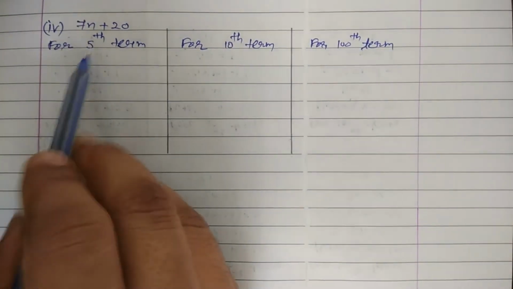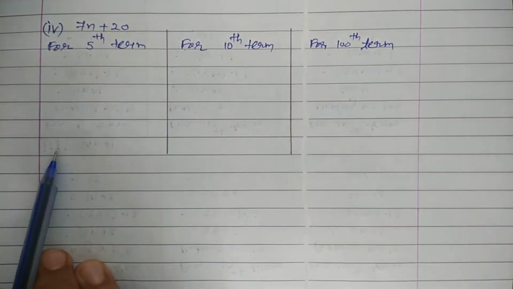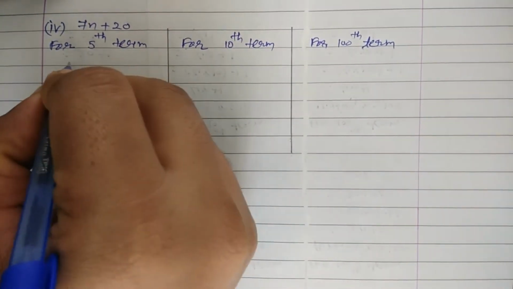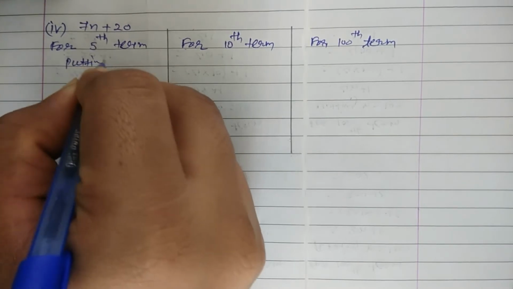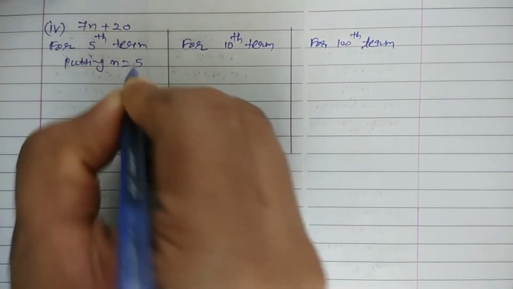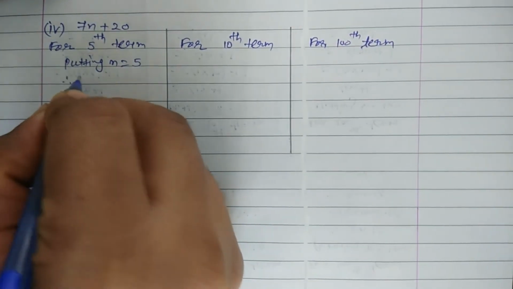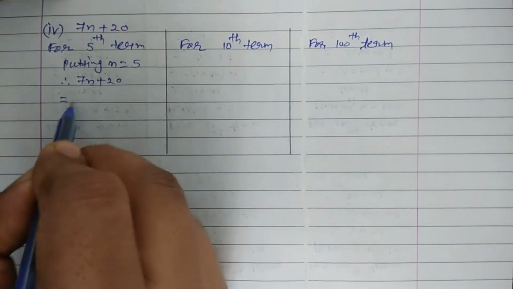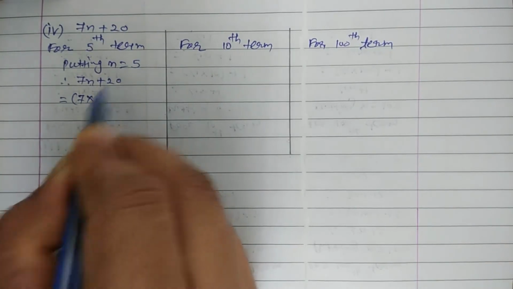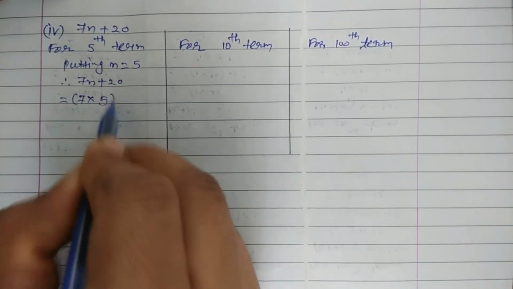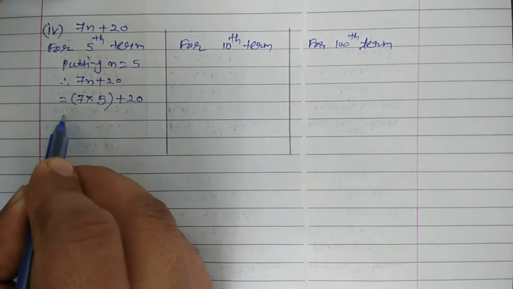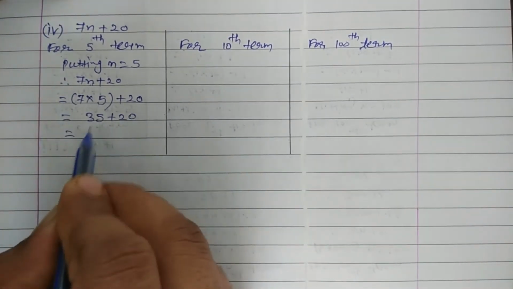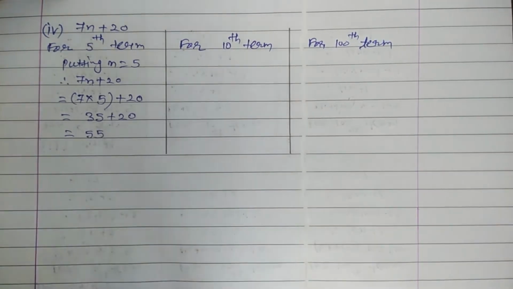Next expression, 7n plus 20, for the fifth term. So putting n is equal to 5, therefore expression 7n plus 20 is equal to 7 multiplied by n, that is 7 multiplied by, instead of n we have to write 5, plus 20. 7 5s are 35 plus 20, and that is equal to 55.